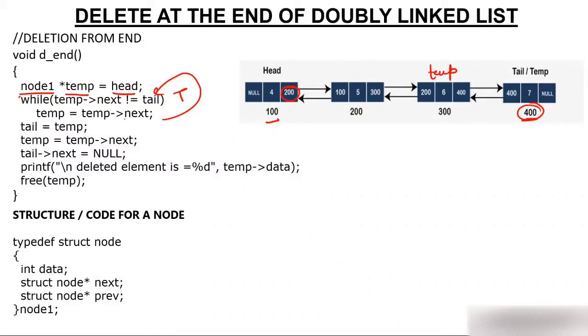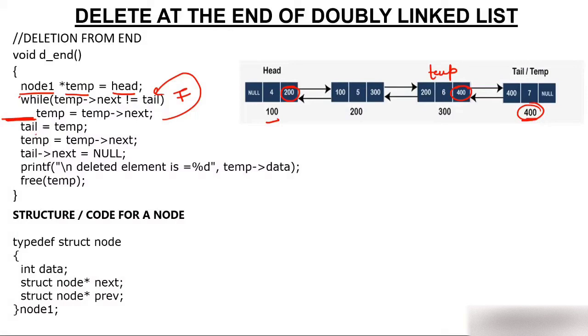What I'll do, I'll again check the while loop. Temp next, what is temp next? 400. Is it not equal to tail? Yes, it is equal to tail. Now the condition becomes false, so I come out of the loop. So I'm out of the loop now.